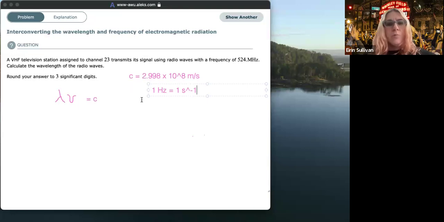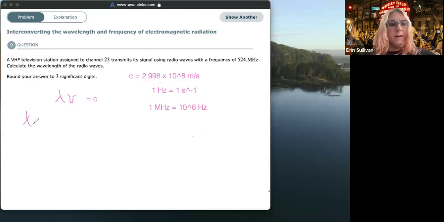So in this case, we are asked to convert a frequency of 524 megahertz into wavelength, and I'm assuming that's in meters. Don't forget, you have to know your SI unit prefixes. Mega is 10 to the power of 6, so 1 megahertz is 10 to the power of 6 hertz. So there's my equivalency I'm going to use. And lastly, I'm going to have to rearrange this expression so that my wavelength is the subject.